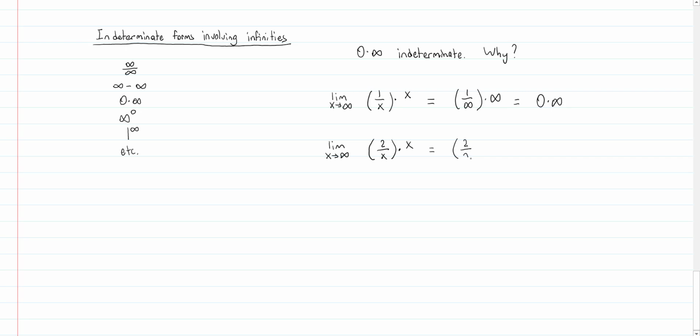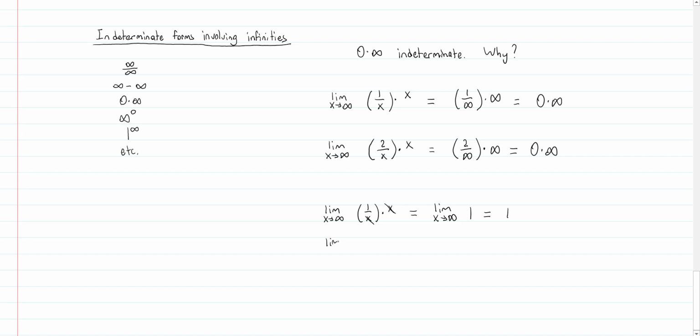Plug in infinity for x. Again, any finite number over infinity can be considered equal to 0. So this looks like we're getting 0 times infinity. However, in the actual limits, clearly we can just cancel the x's out. So this would just be the limit as x approaches infinity of 1. And 1 is just a constant, so as x goes to infinity, 1 is just going to always remain 1. So the limit is 1.